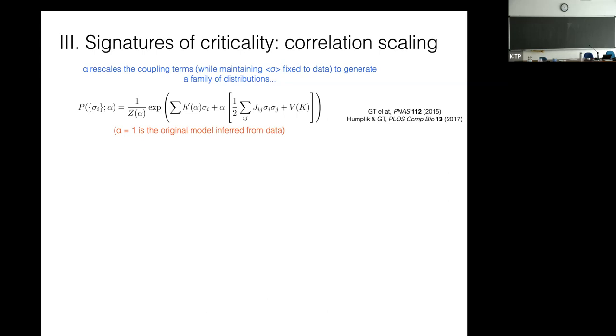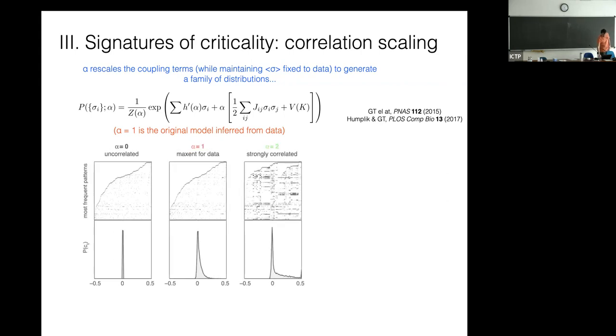If I put alpha equals zero, I get rid of all correlation, so I get an independent set of neurons. And if I put alpha more than one, I make them more correlated, but still firing at exactly the same mean, each one of them. And I can look at what kind of code I get.